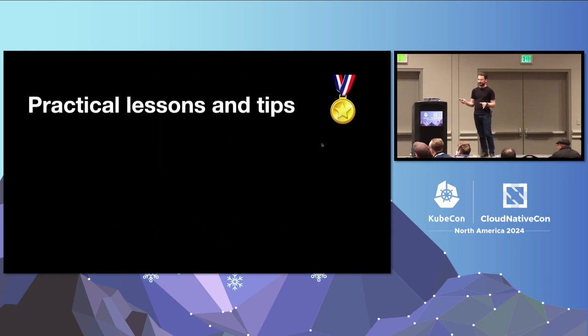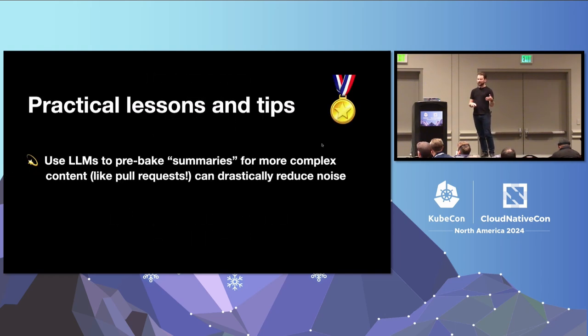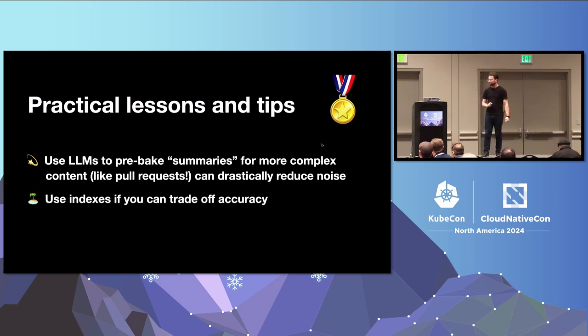Some practical lessons and tips here. Using LLMs to pre-bake those summaries was huge for us. We saw massive problems with ungroomed text, especially stuff that people could just slap anything into. You would not believe the kind of crap that people put on GitHub that would confuse these LLMs to every degree. So just having a service that could say, hey, clean this up, please, was huge.